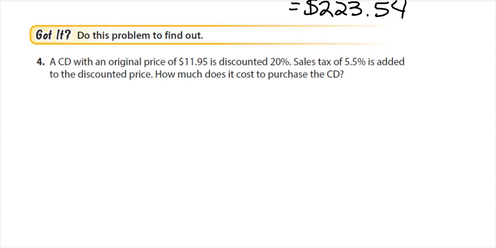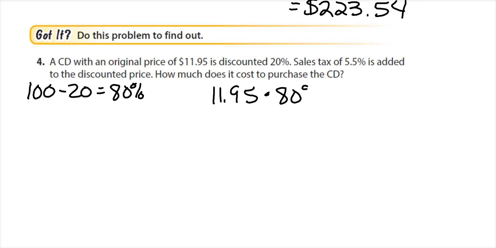All right, let's take a look. It says a CD with an original amount of $11.95 is discounted 20%. Sales tax of 5.5% is added to the discounted price. How much does it cost to purchase the CD? All right, so for this one, we're getting a discount of 20%. So if we take 100 minus 20, that gives us 80%. So we're going to take 80% of the original price: $11.95 times 80%. And that's going to come out to $9.56.